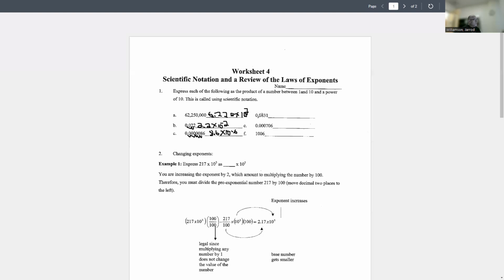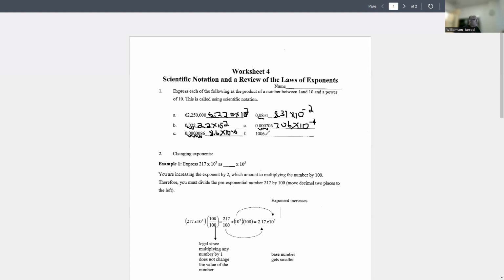This one, I have to move the decimal point 1, 2 places to the left. So it'll be 8.31 times 10 to the minus 2. This I have to go 1, 2, 3, 4, so it'll be 7.06 times 10 to the minus 4.